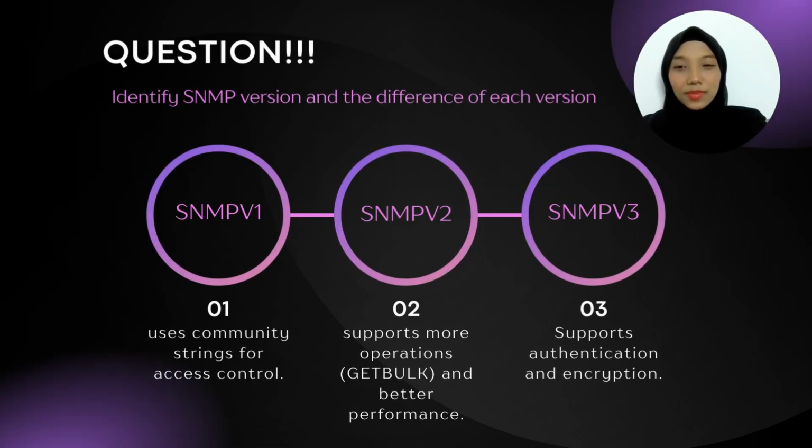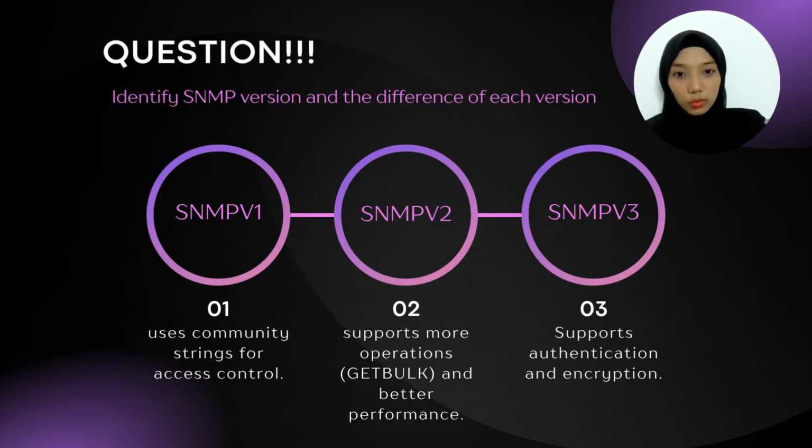Question time. Okay, first question. Identify the SNMP versions and the difference of each version. We have SNMP version 1, version 2, and version 3. For version 1, it uses a plain text password called a community string, usually public for read, and it's very insecure. And version 1 basically uses basic operations like get and set.